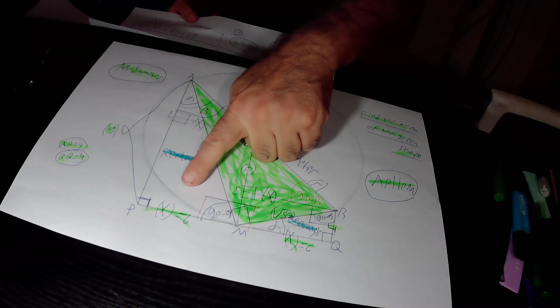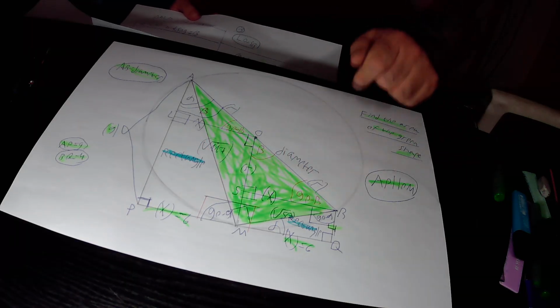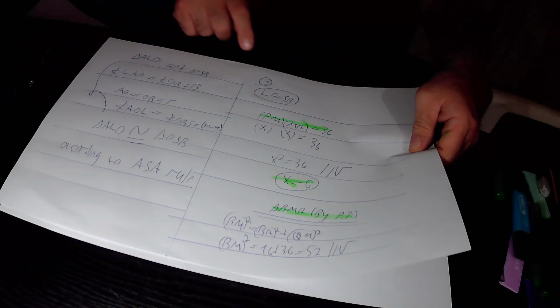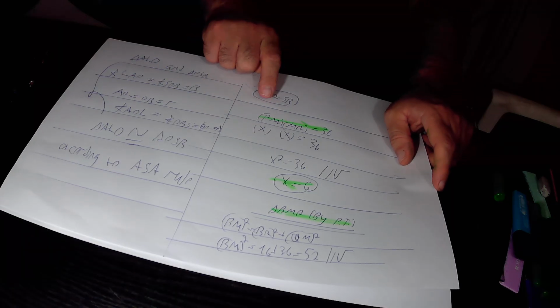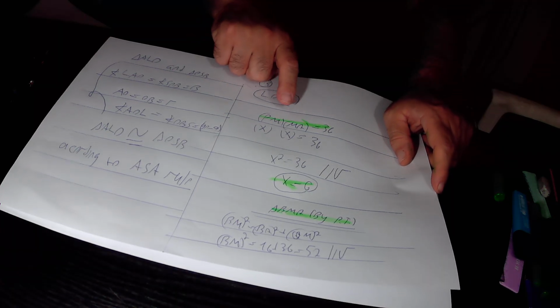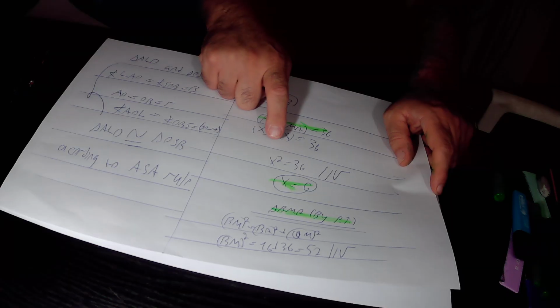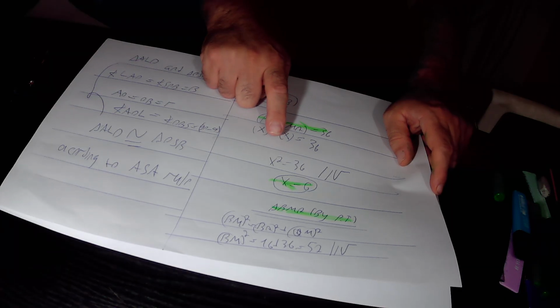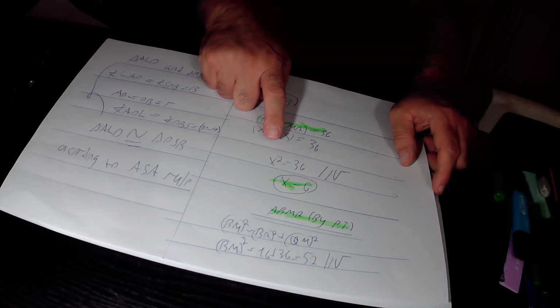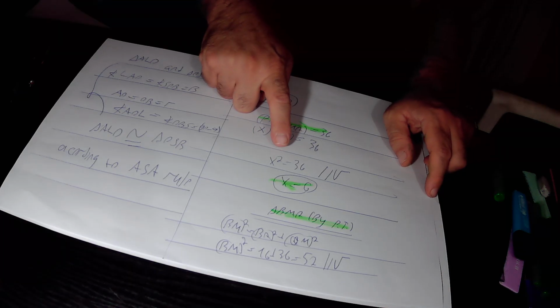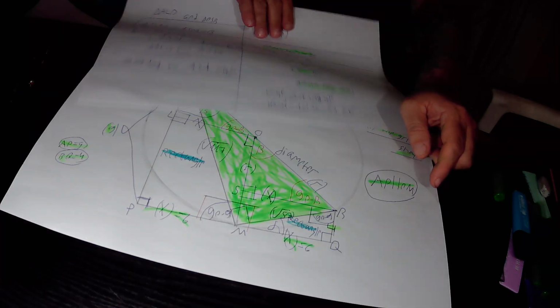PM is X and MQ is also X. Again, PM is X and MQ is X. So in total, X times X equals 36. X times X is X squared, that is equal to 36. Here we took this equation and found out that X equals the square root of 36, that is 6.